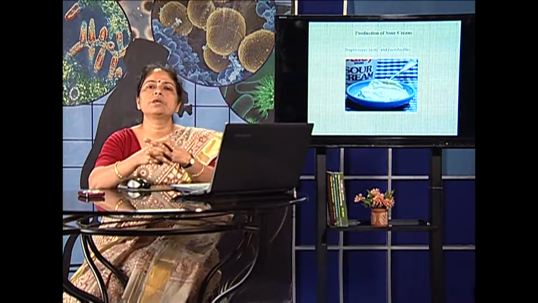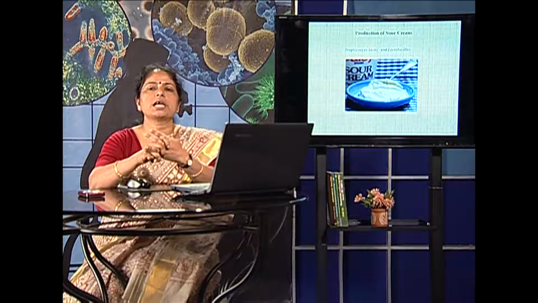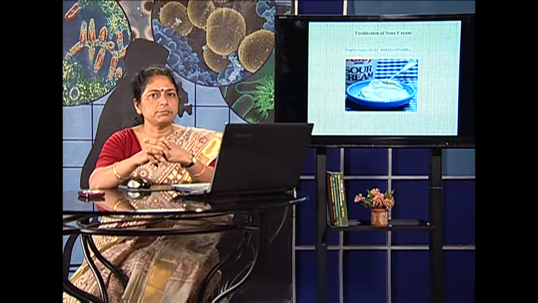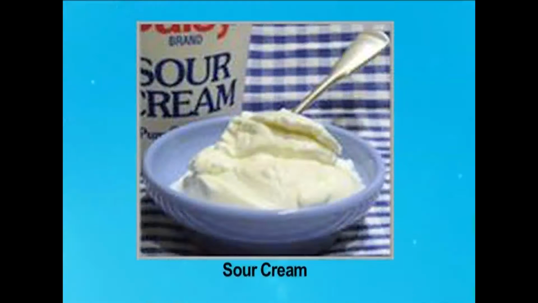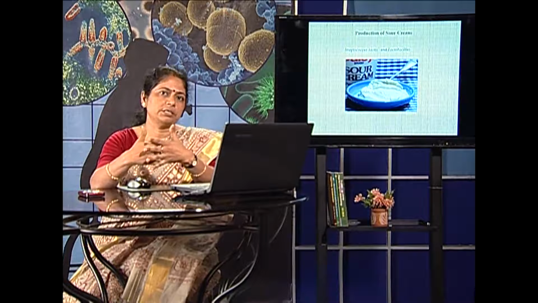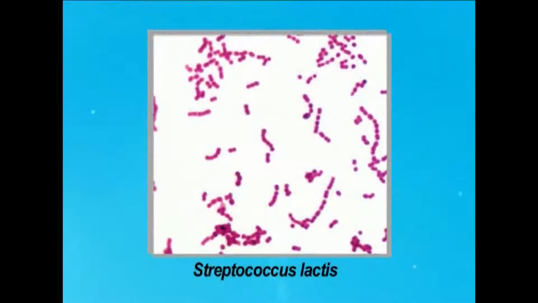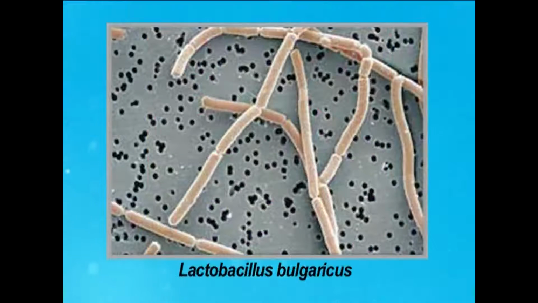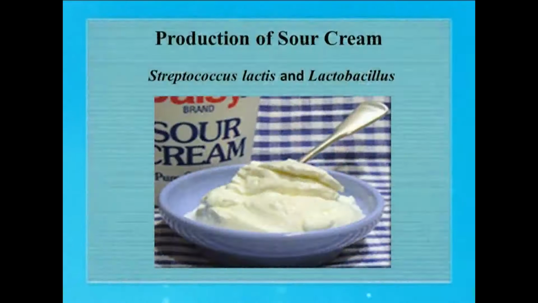Production of sour cream is another product which can be made with the help of lactic acid bacteria. In the sour cream preparation, the cream is taken out during the butter preparation and this cream is now inoculated with two different bacteria, Streptococcus lactis and Lactobacillus, by which the cream gets a sour taste as well as it becomes much thicker in composition. So development of the sour cream takes place.